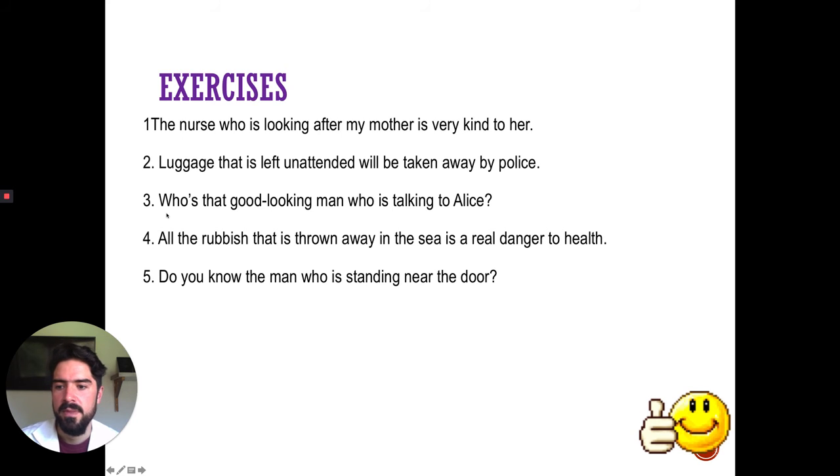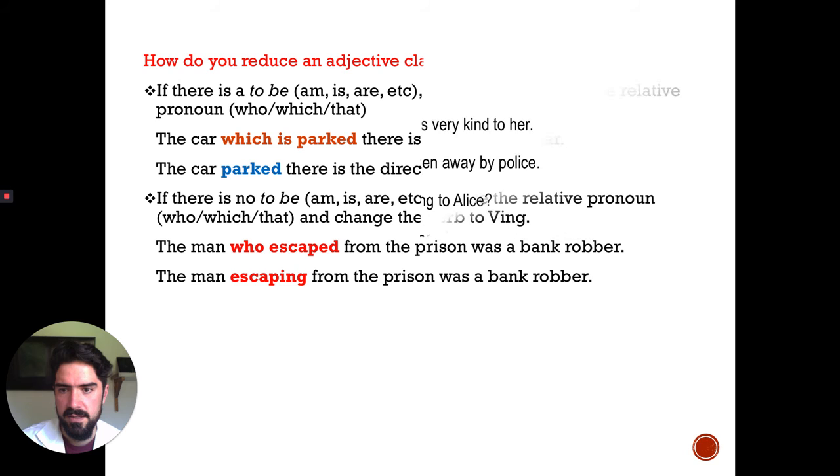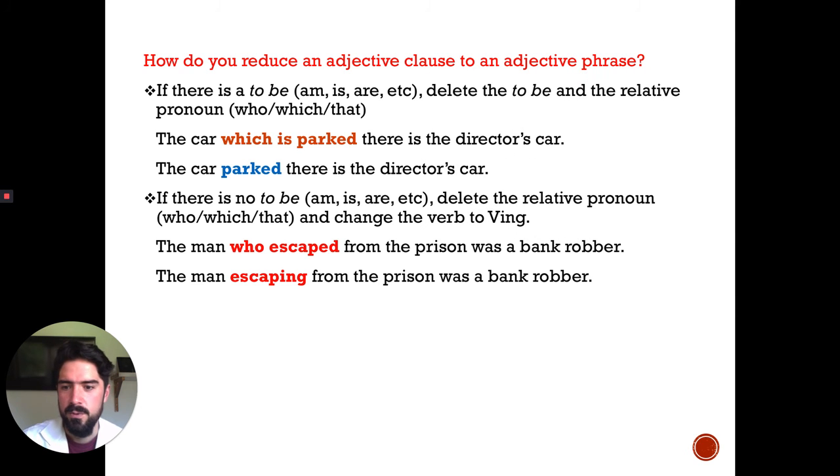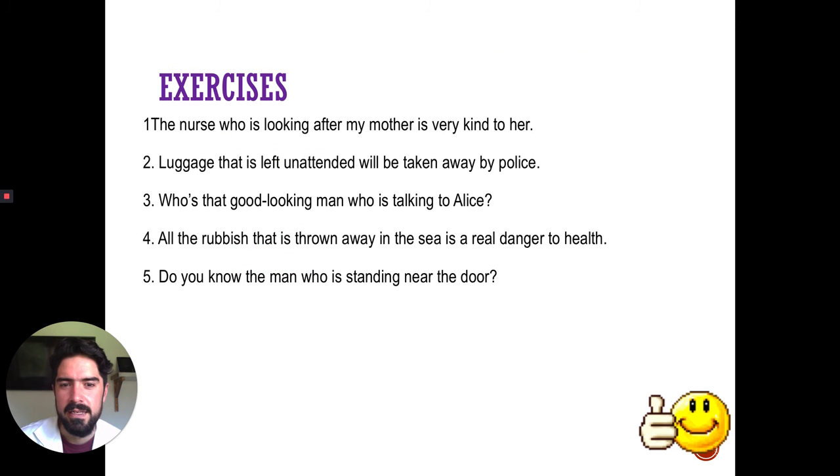Number 3, who's that good-looking man who is talking to Alice? Extra, we have something extra here, maybe. 4, all the rubbish that is thrown away in the sea is a real danger to health. Maybe we are missing something. And number 5, do you know the man who is standing near the door? Can we omit something? Remember the previous slide. Okay. Which is or who escaped. What do you say?